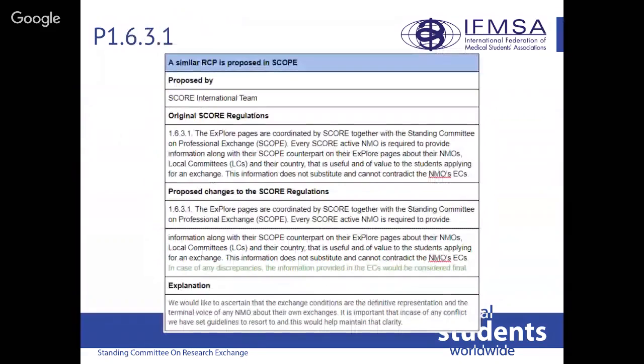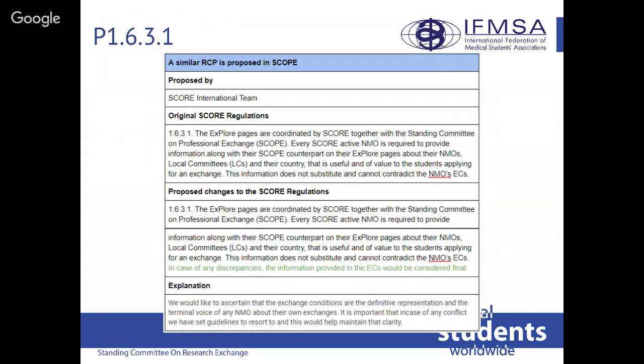Then we have proposal 1.6.3.1 that talks about the Explore pages. As you can see, it states that the Explore pages are coordinated by SCORI together with the Standing Committee on Professional Exchange. Every SCORI active NMO is required to provide information along with their SCOPE counterpart on their Explore pages about their NMO, local committees, and their country. That is useful and of value to the students applying for an exchange. This information does not substitute and cannot contradict the NMO's exchange conditions. What we're adding right now is to state that in case of any discrepancies, the information provided in the exchange conditions will be considered final.